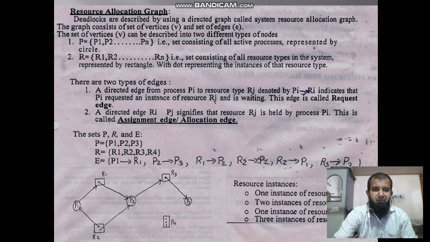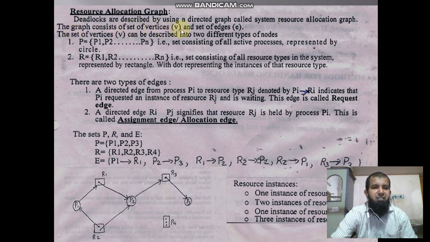Next, resource allocation graph. Deadlocks are described by using a directed graph called the system resource allocation graph. Directed means there is a direction here.